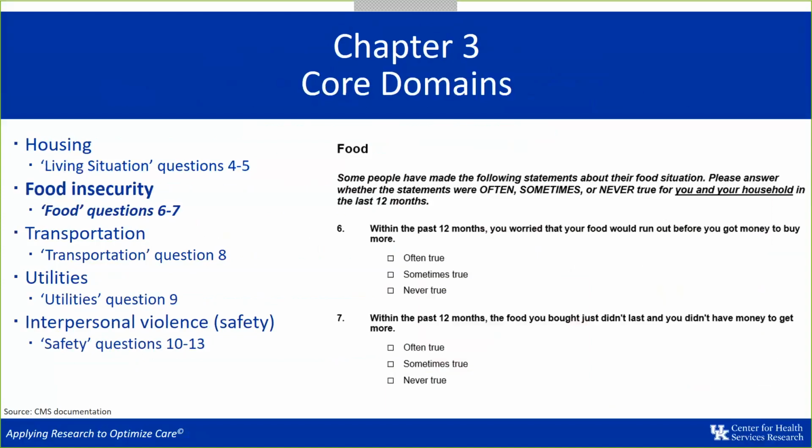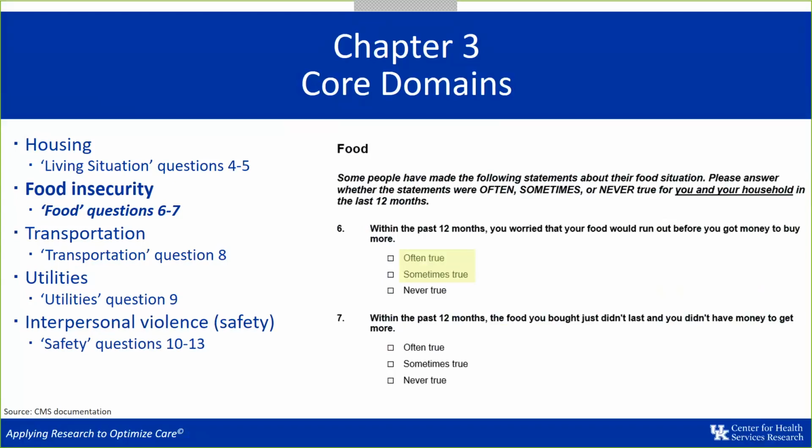Questions 6 and 7 are regarding food insecurity. There's some introductory text that says, some people have made the following statements about their food situation. Please answer whether the statements were often, sometimes, or never true for you and your household in the last 12 months. Question 6 asks, within the past 12 months, you were worried that your food would run out before you got money to buy more. Now, they would be flagged as having a food need if they responded often or sometimes true.